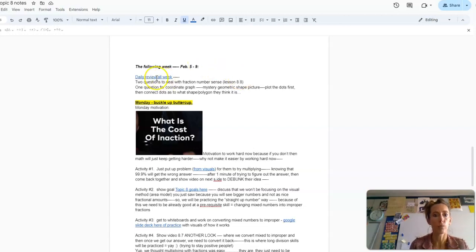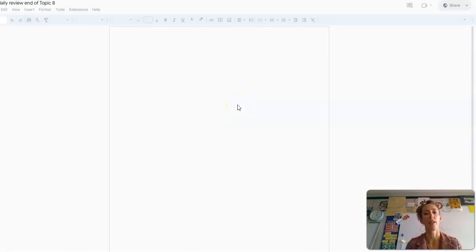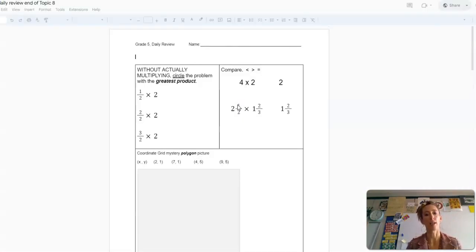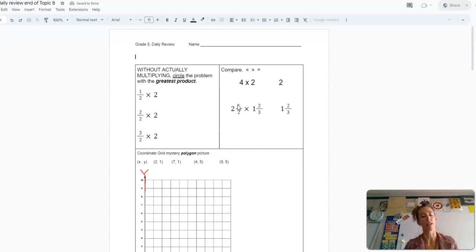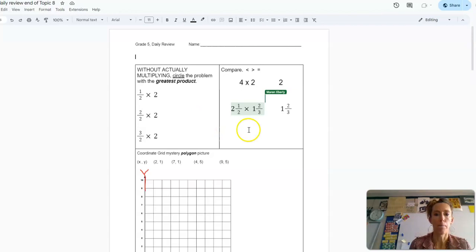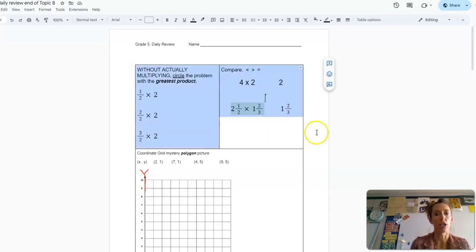All right, so for next week, we have a new daily review sheet. And this daily review sheet, I kept it pretty short because we're going to be doing a lot in the regular math lesson. So I only give 2 problems that are to do with fraction sense, number sense with fractions.